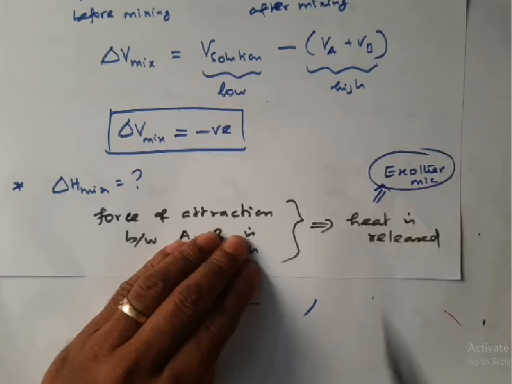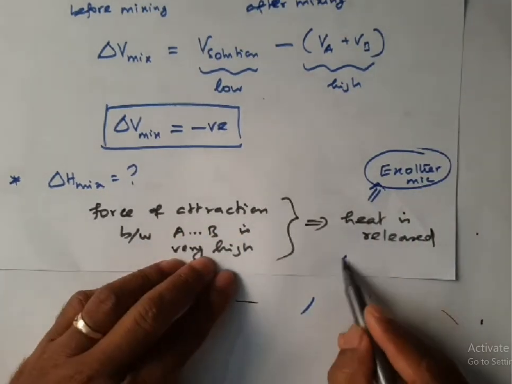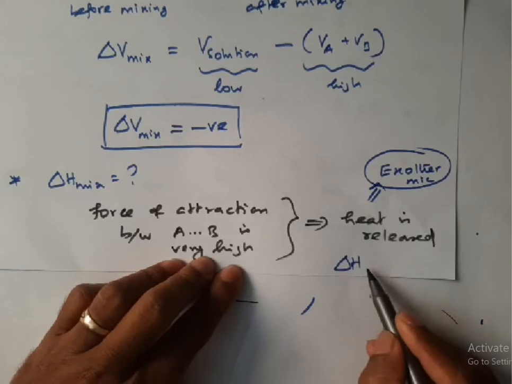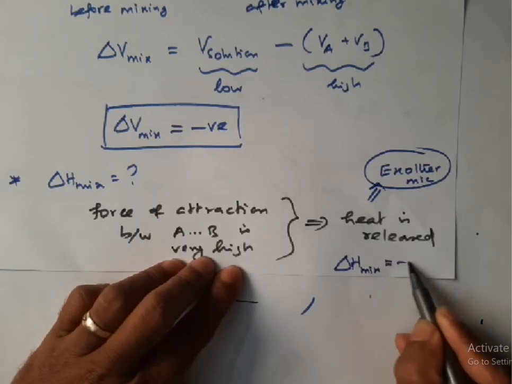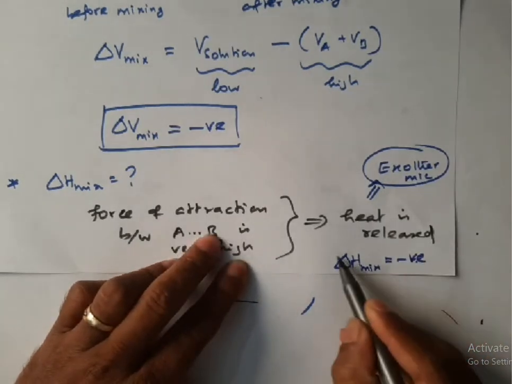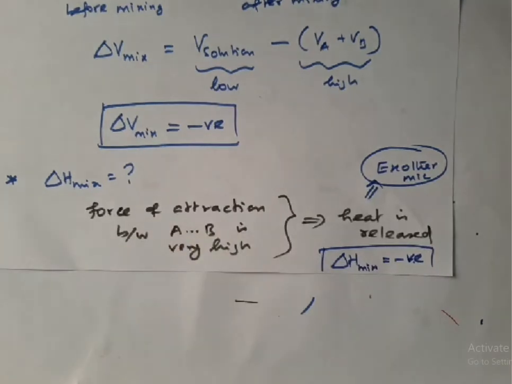It is an exothermic process. For an exothermic process, delta H is negative. So delta H mixing is negative for negative deviation. Students, is this clear? Remember, if attraction increases, heat will be released. If attraction decreases, heat is absorbed.